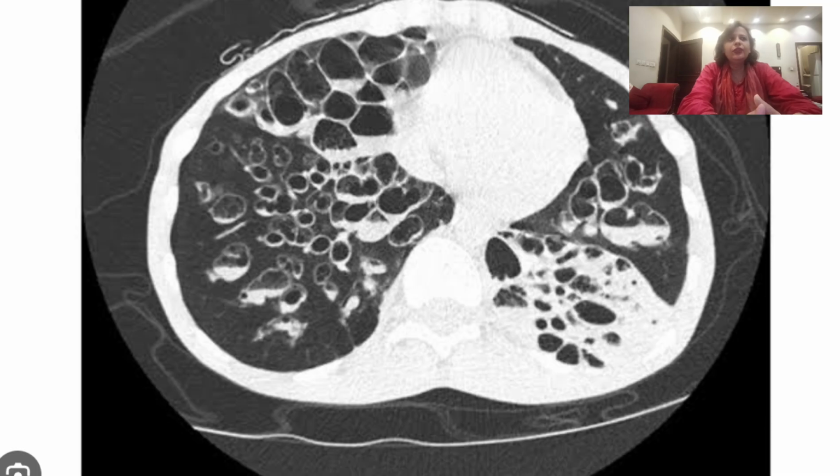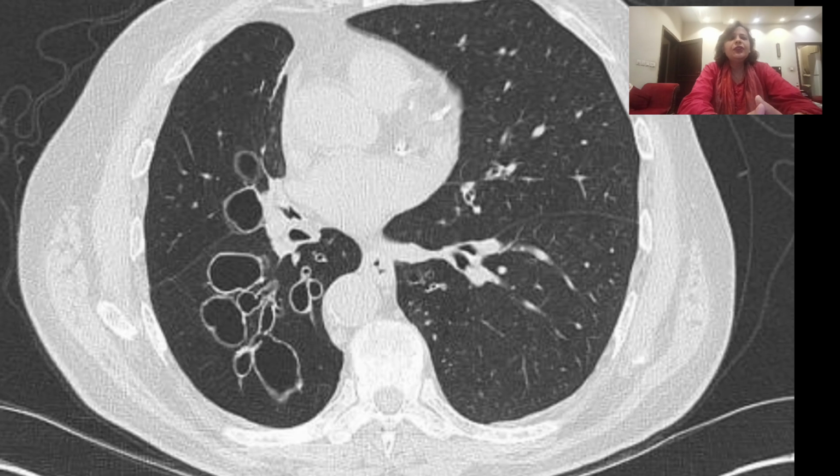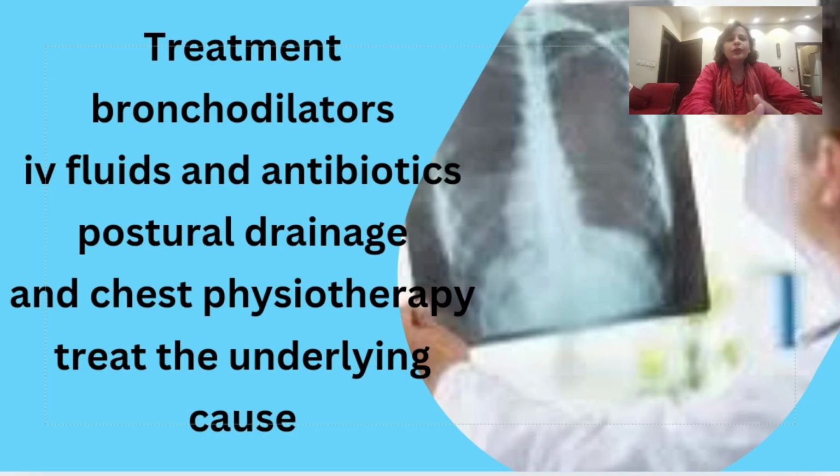HRCT chest, high resolution CT chest, is the investigation of choice. Here you can see that there is cystic dilatation of the bronchi in both the lungs. This is another CT, again showing cystic dilatation in one lung. After that we can do sputum culture, and the most common organisms are usually Haemophilus influenzae and Pseudomonas.